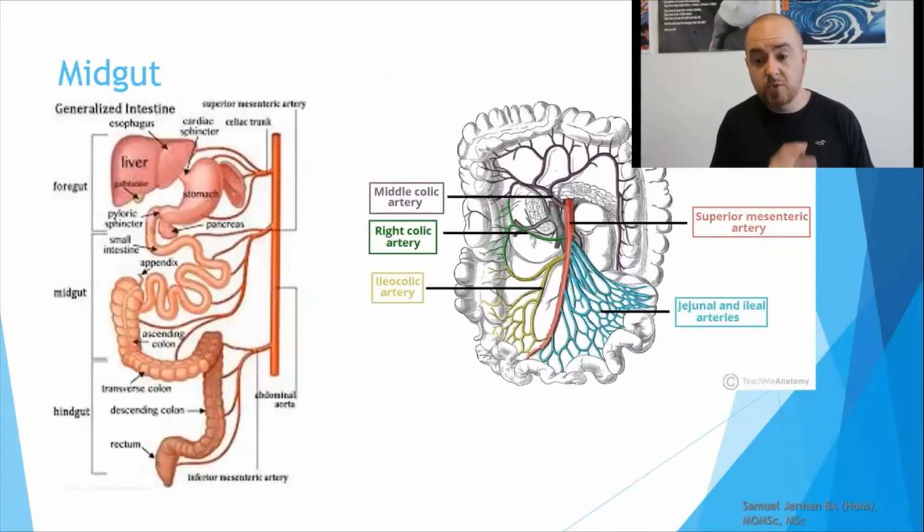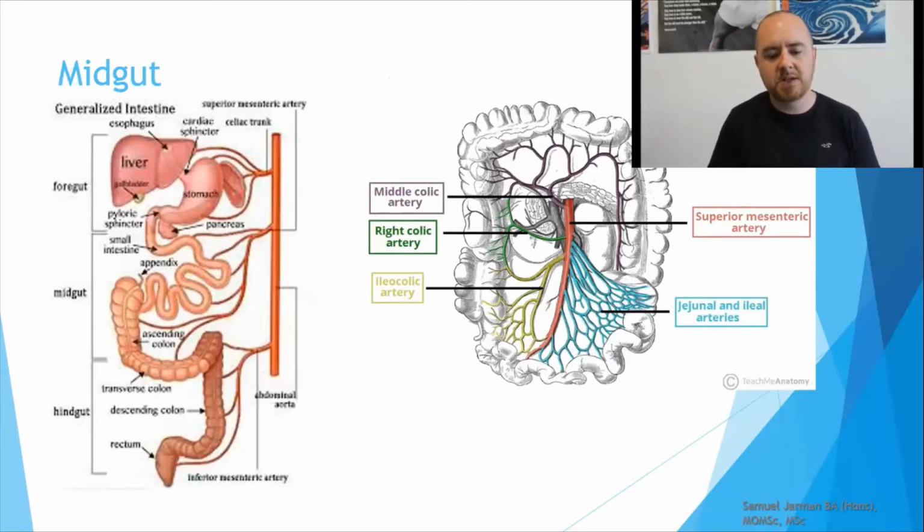So to discuss the midgut: it is the second half of the duodenum, the ileum, the jejunum, and I forgot to mention the ascending colon, so the appendix, the cecum, the ascending colon, and then the first 2/3 of the transverse colon would be considered the midgut.